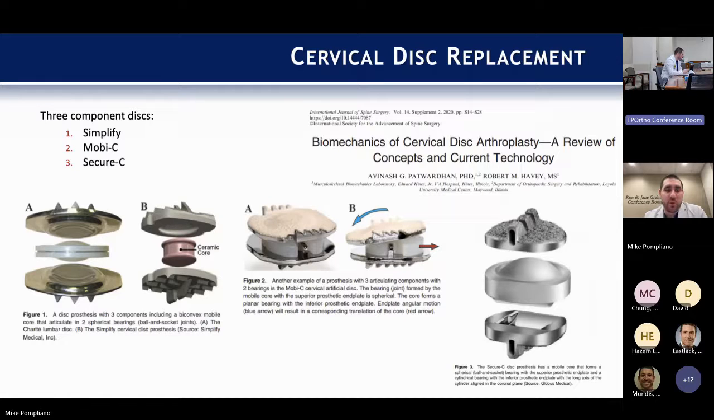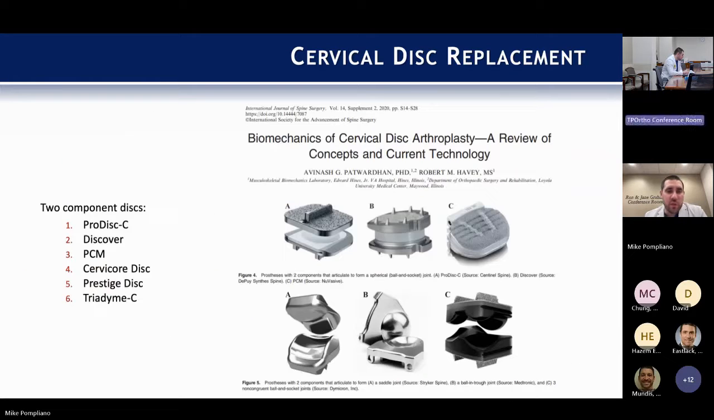So 3 component options are the Simplify, the MobiC, and the Secure C, looking from left to right. The Simplify is one that we'll frequently use. It's got the ceramic inner core with the superior and inferior end plate options. And then the MobiC is cobalt chrome with the hydroxyapatite coating and high molecular weight polyethylene core.